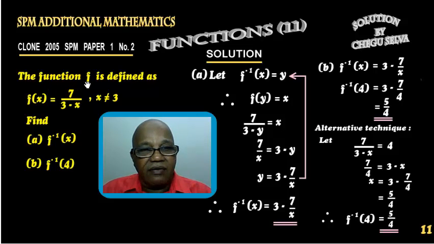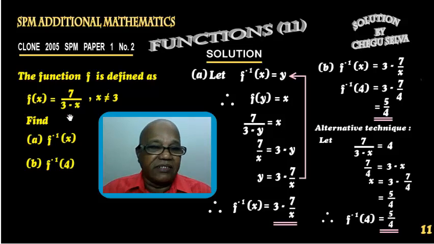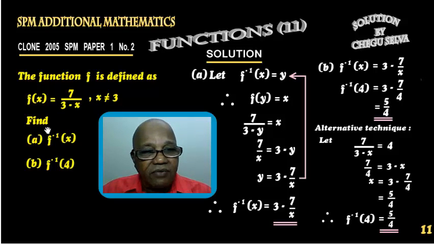The function f is defined as f(x) equals 7 over 3 minus x, where x cannot be 3, where x is not equal to 3. Now if x is equal to 3, 3 minus 3 will be 0. 7 over 0 is undefined. Therefore, for this function to exist, x cannot be 3. Now you have to find the inverse function of f(x), part A. Part B, the inverse function of f(4).